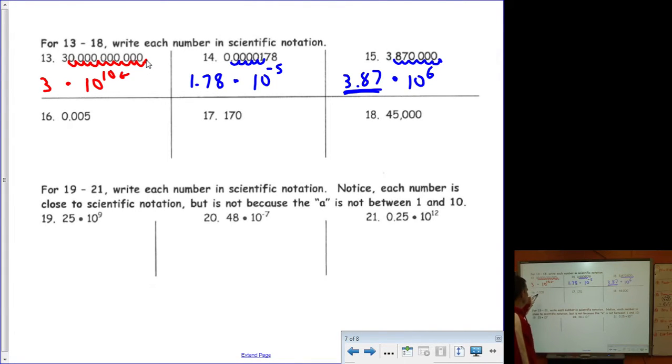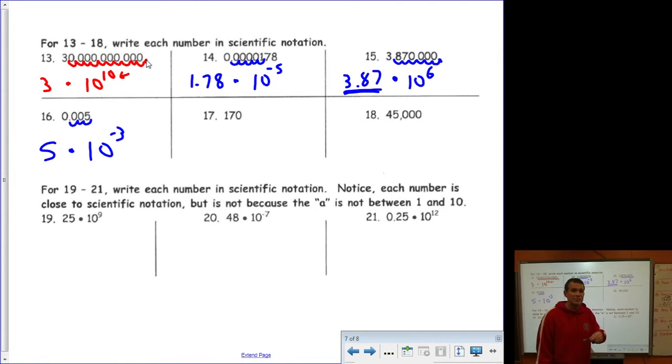Number 16, I would have to move the decimal 1, 2, 3 spots. So that number is now between 1 and 10. And since I moved it 3 spots, it's going to be times 10 to the -3rd. Negative because I moved it the other direction, right? Or you could say I made this number get bigger so the exponent goes down smaller.